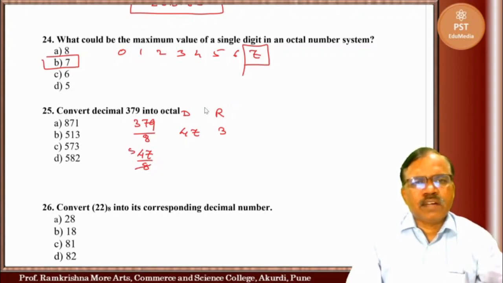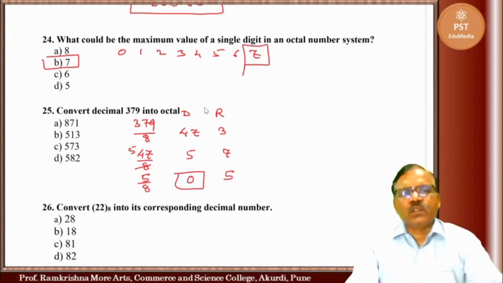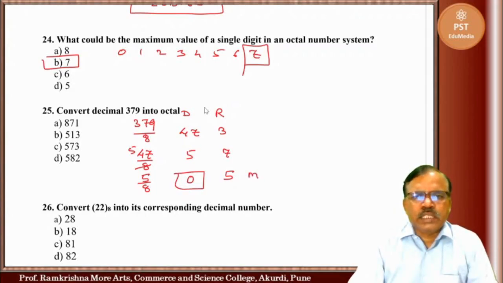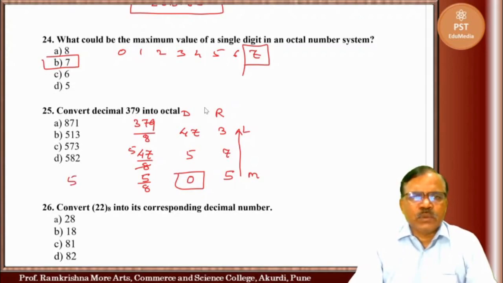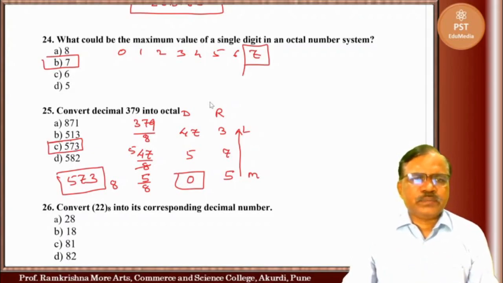So here 8, 5. So division is 5. Remainder is 7. Then 5 divided by 8. Division is 0, remainder is 5. Now division is 0, so you have to stop here. Now here it is most significant, it is least significant. So write the number from bottom to top. So the number is 573 in octal. So 573, this C, the third one is correct.